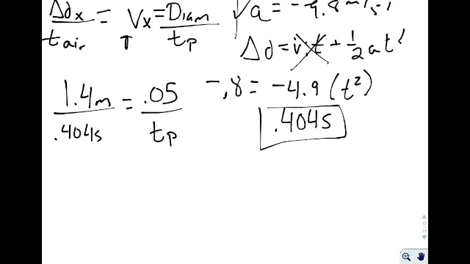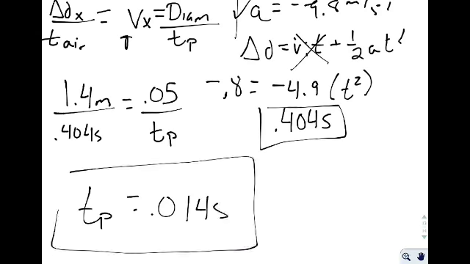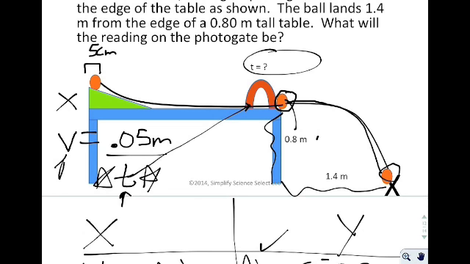At this point, you would just cross multiply and divide, and when you do that, you get a very, very small time. The time of the photo gate ends up being 0.014 seconds.